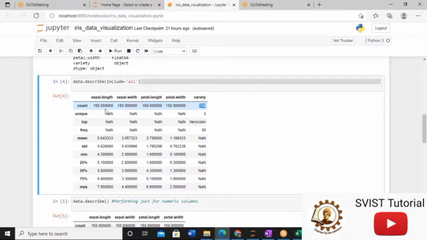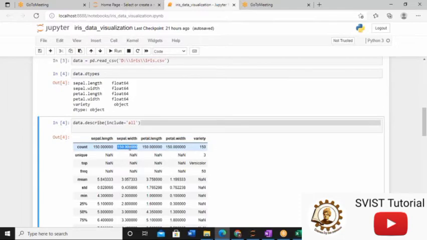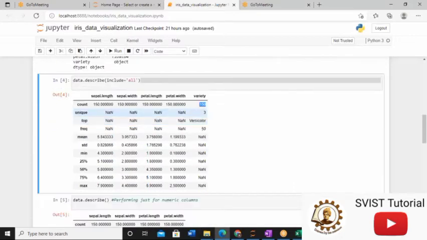But why is it 150.000? Because it is in the float64 data type. That's why it is showing this. And for object it is showing 150 for the variety column. And these are the NaN values we have. I will talk to you about the NaN values, no issues.